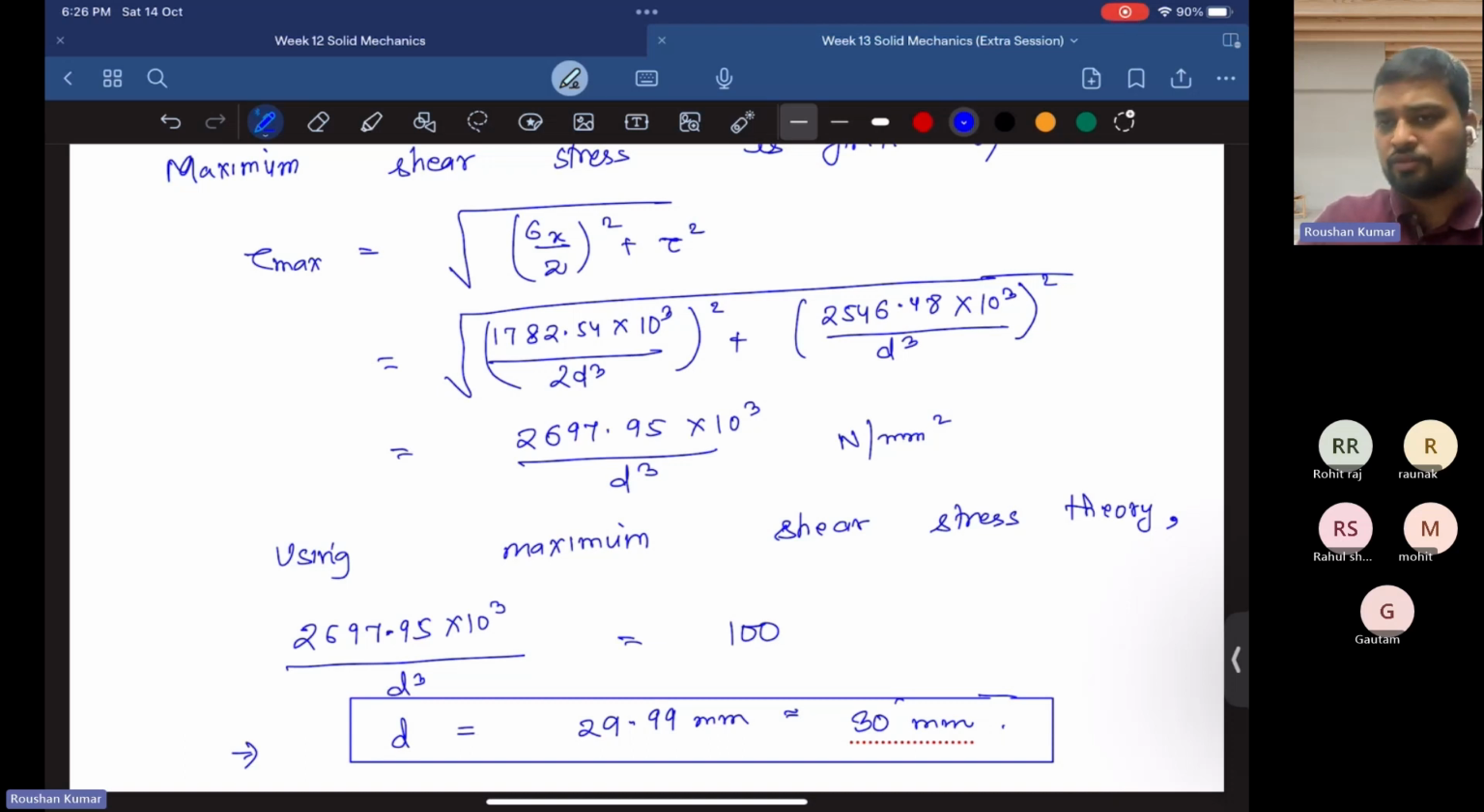That is distortion energy theory, then maximum shear stress theory, and maximum principal stress theory. So these three theories out of 6 theories are very important from the exam point of view. And I had solved almost 5 questions related to these theories.